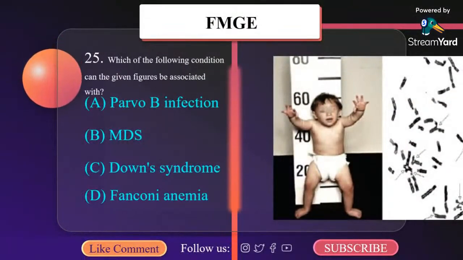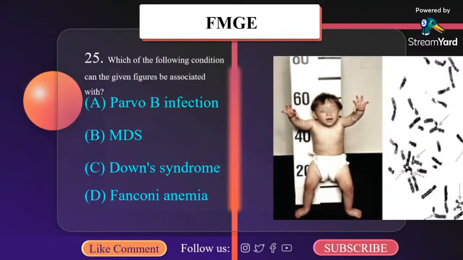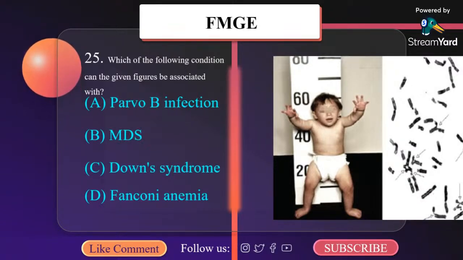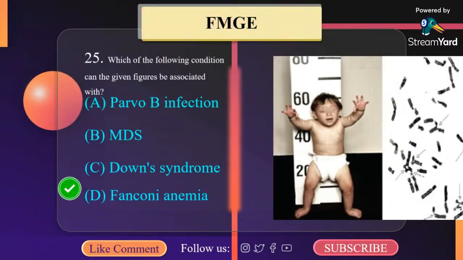Which of the following conditions is associated with this finding? A. Parvovirus B19, B. MDS, C. Down syndrome, and D. Fanconi's anemia. It is Fanconi's anemia.